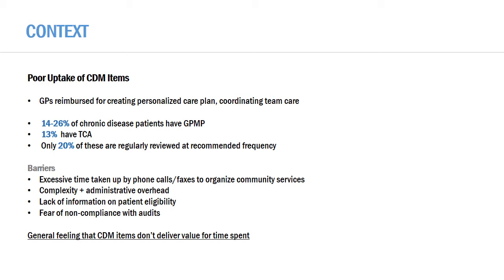A study shows that the major barriers to uptake have to do with the excessive time taken up by phone calls and faxes to organize these community services, the sheer complexity and administrative overhead this entails, lack of information on patient eligibility, and a fear of issues with audits in the future if there is a problem with the paperwork and follow-ups. This all contributes to the general feeling that CDM items don't deliver value for the time invested.